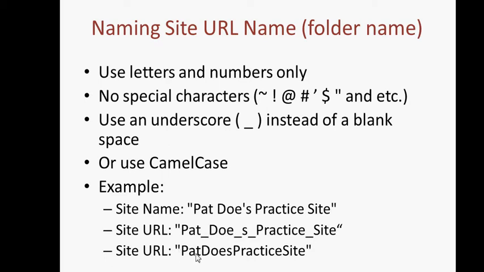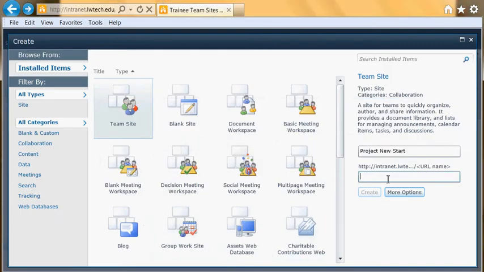Alternatively, you could use a camel case rule. So basically remove the blank space, remove the special characters, and then change the first letter of each word to uppercase. So let's come back here, the URL name, let's say project. I'm going to use a camel case. So ProjectNewStart, no blank space. So click on create.